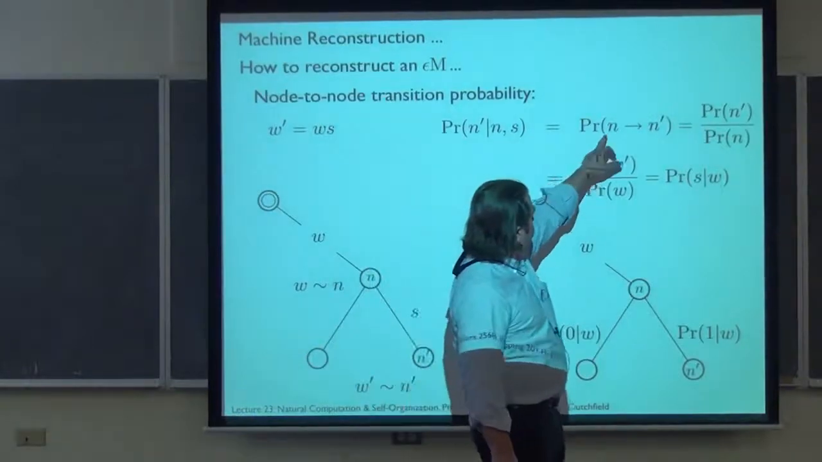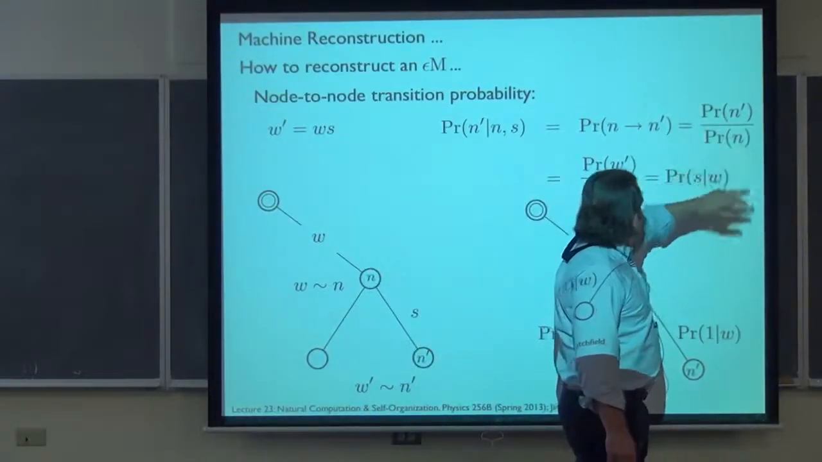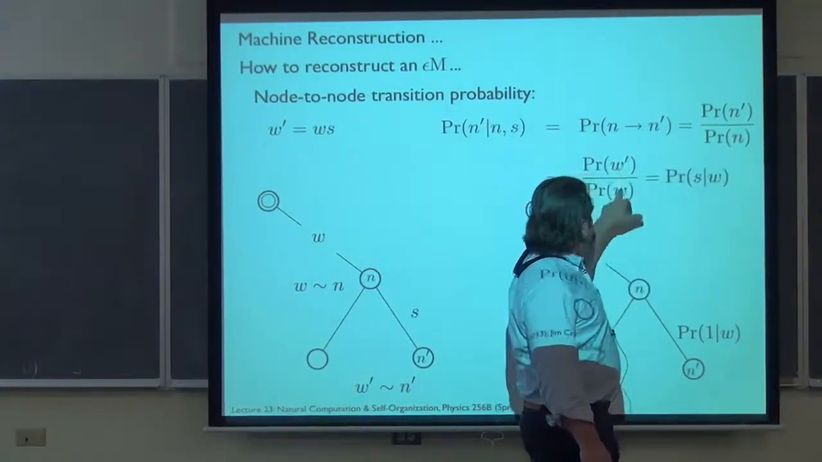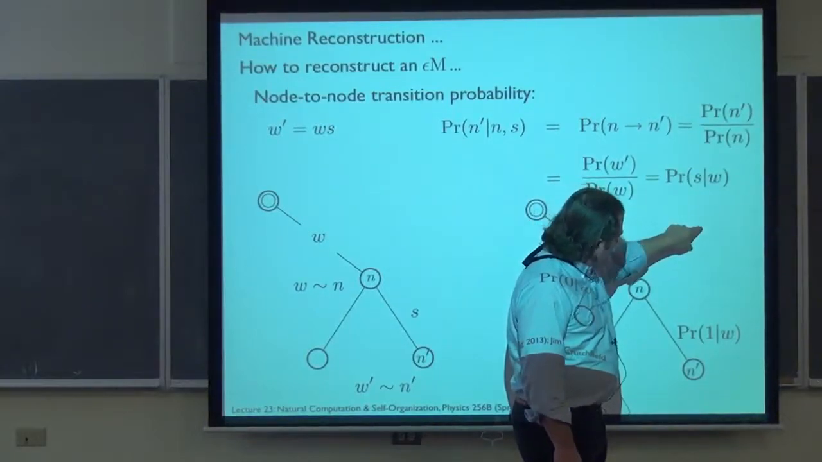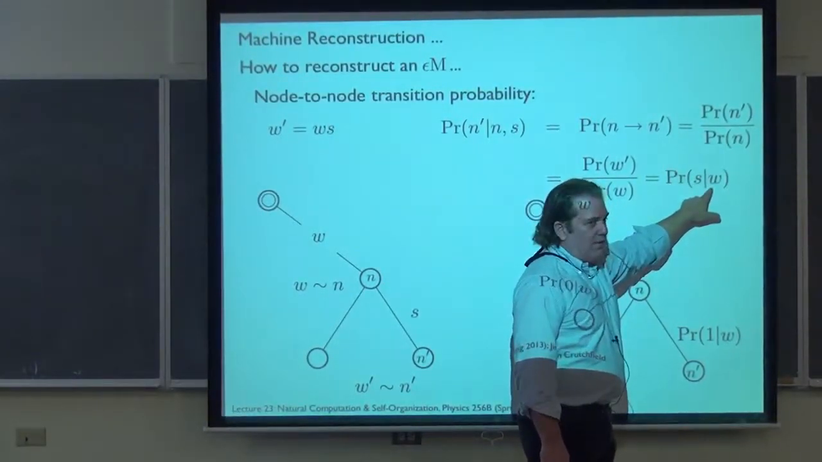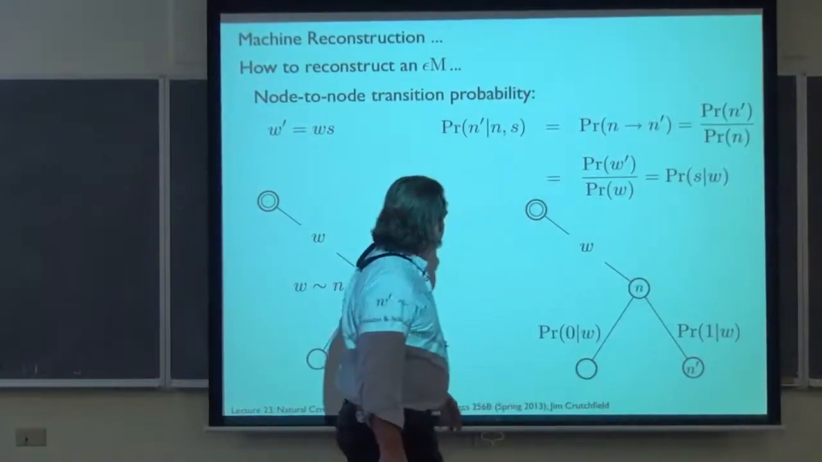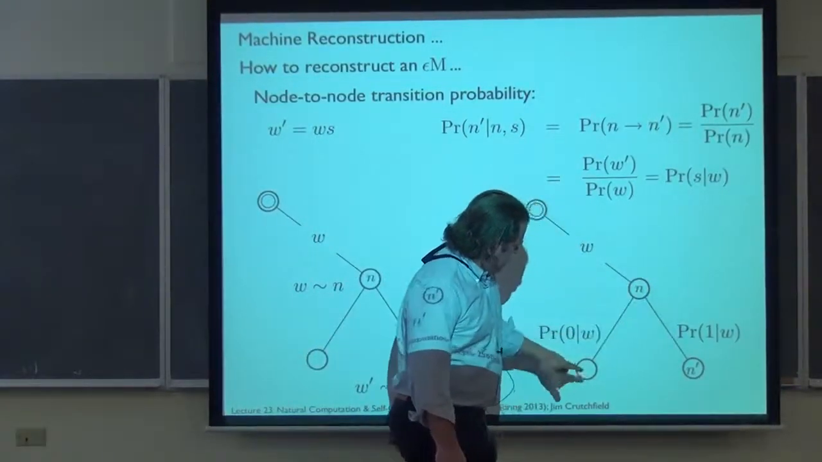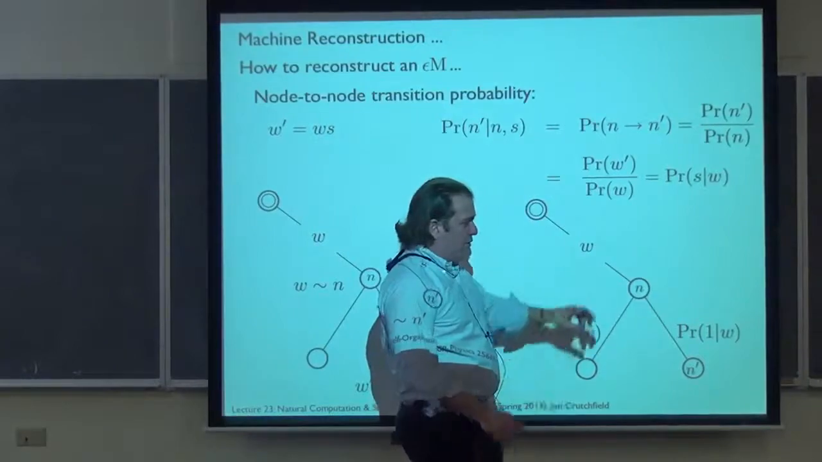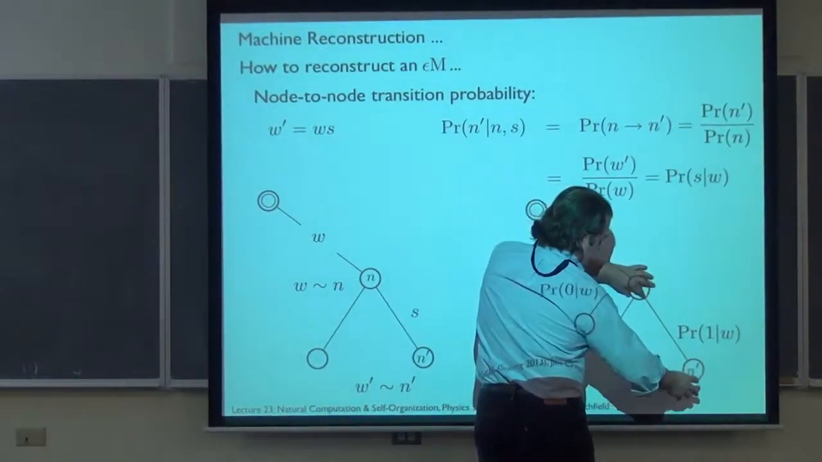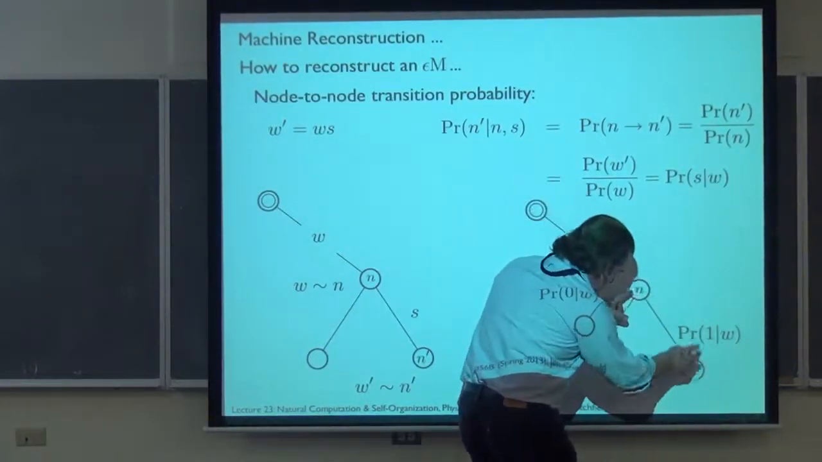So what I'm interested in is the probability of going from N to N prime. That's basically just the ratio of the word probabilities, the words that go to N prime and N. Or the other way to think about it: since W prime is WS, having seen W and then S, this ratio is just the conditional probability of seeing a 0 or 1 given the history word. So I've seen some word, and now the probability of seeing 1 or seeing 0. Okay, so that's how we calculate that from the previous tree. Before we had the probability of W and the probability of W prime, and we're just taking the ratio of those probabilities, and that then is a node conditional transition probability.